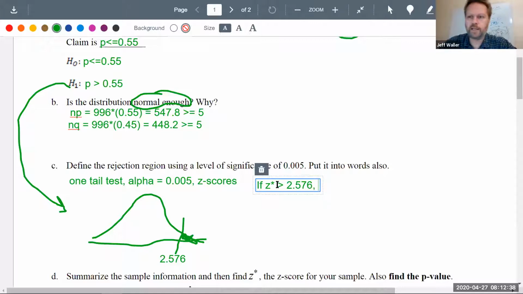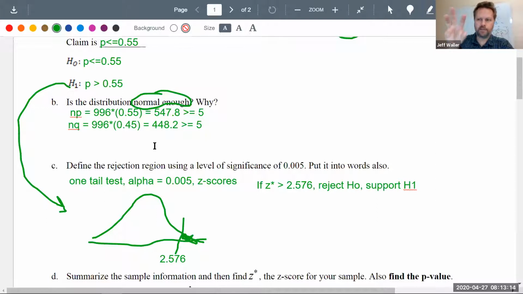If I do get in there, what can I do? What does that mean? Who looks to be wrong? Yes, the null looks to be wrong because the null thinks it's in here. So if I do find a sample out there, that is obviously evidence that anybody who thinks it's in here is wrong. So I can reject the null, support the H1. Okay, so that step sets up where evidence starts.